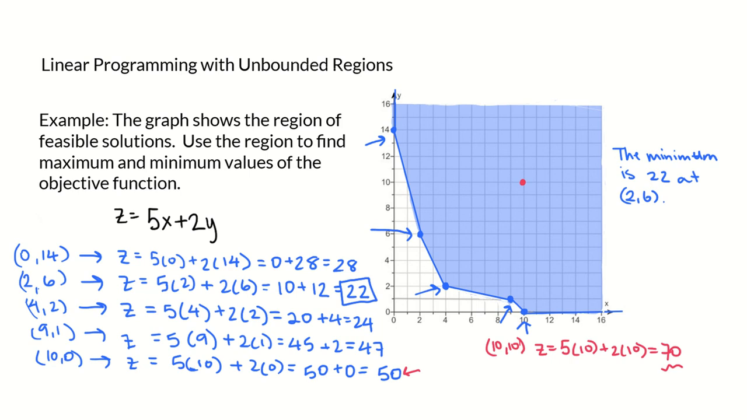We can see that as x increases this way in the unbounded region, z is going to get bigger. And as y increases this way, z is also going to get bigger. So that means that there is no maximum value for this region.